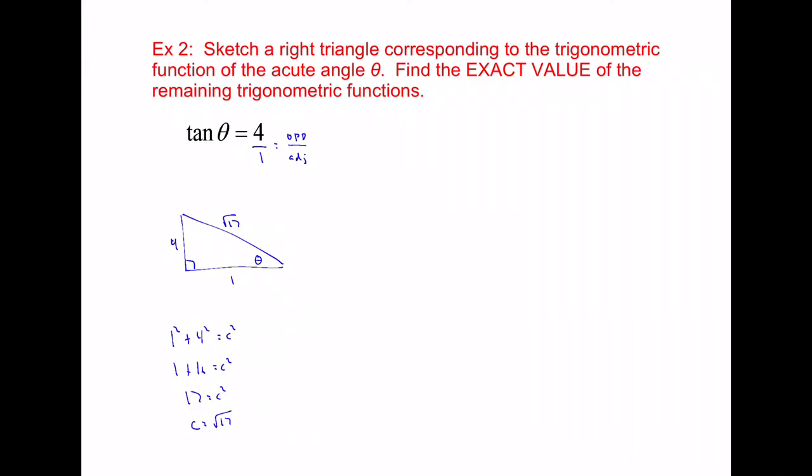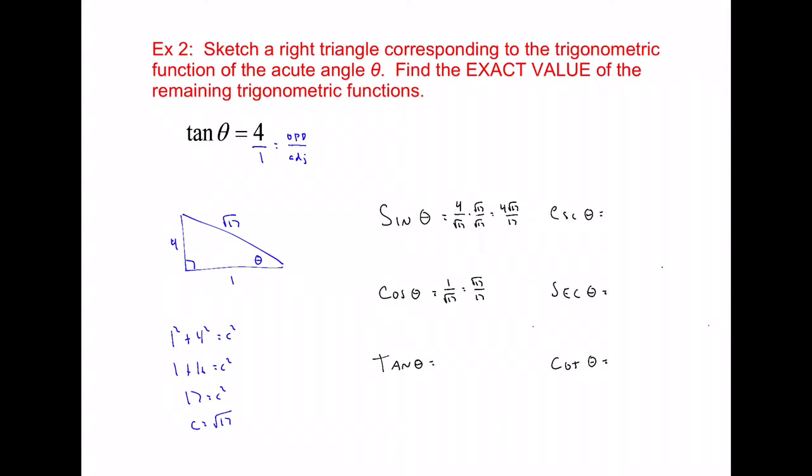So now you can find the 6 trig ratios. So once again, the 6 trig ratios: sine of theta would be opposite 4 over the square root of 17. If you multiply top and bottom by the square root of 17, we're going to rationalize the denominator. So that's 4 square root of 17 over 17. Cosine is adjacent, 1 over the square root of 17. And if you rationalize that, that would be the square root of 17 over 17.